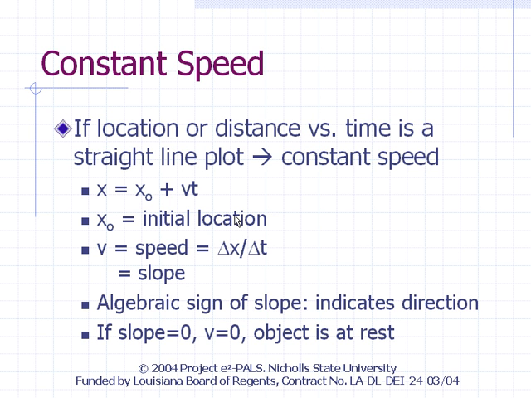What does this mean? If the slope is equal to 0, that means the plot of x versus time is a horizontal line. This means that x does not change even as time advances. Therefore, we can say that the object is not moving, or that it is at rest. In other words, its speed is 0.